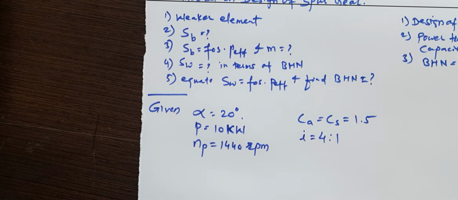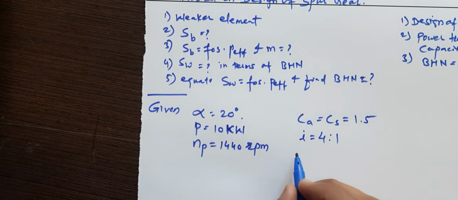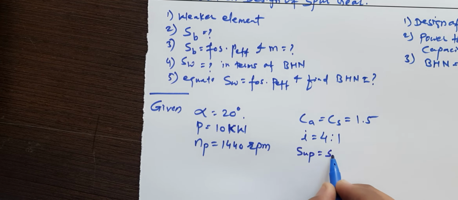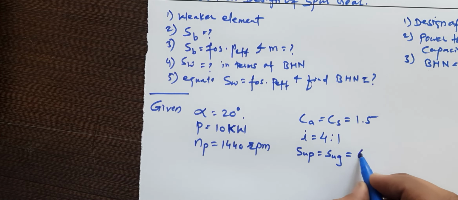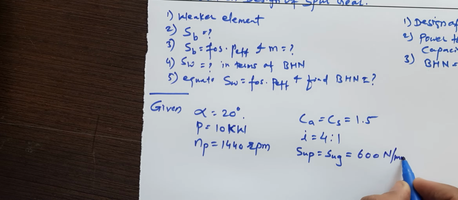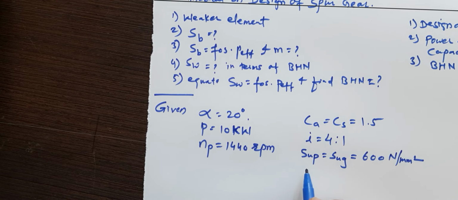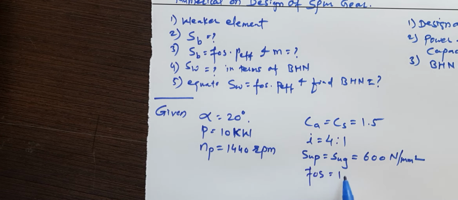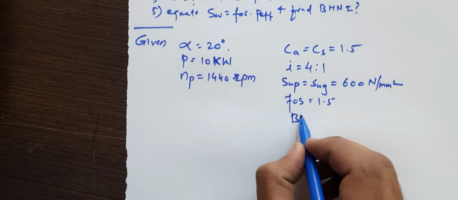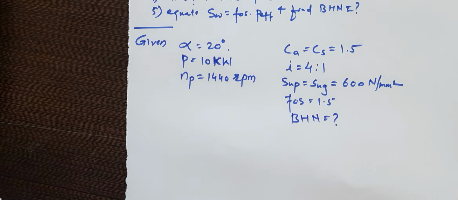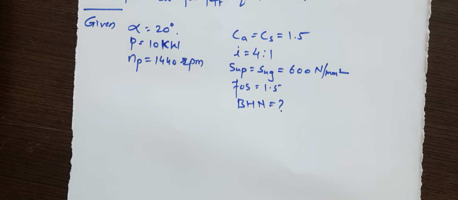The pinion as well as gear are made of plain carbon steel. So SUP is equal to SUG, plain carbon steel 40C8, for which SUT is 600 Newton per mm square. The factor of safety can be taken as 1.5. Specify the dimensions and suggest suitable surface hardness. BHN you need to find, and you have to design the gear pair. Now the solution.